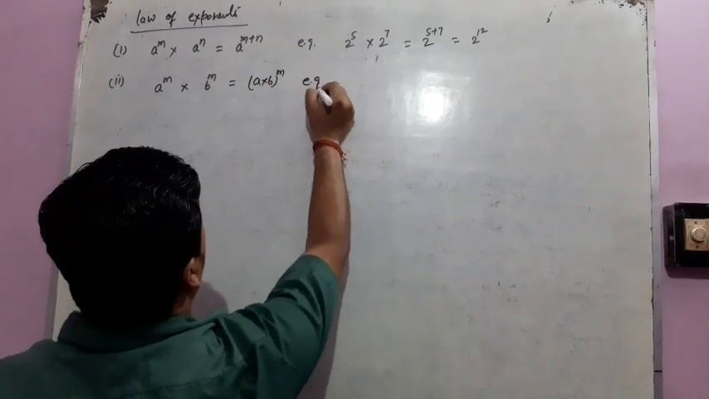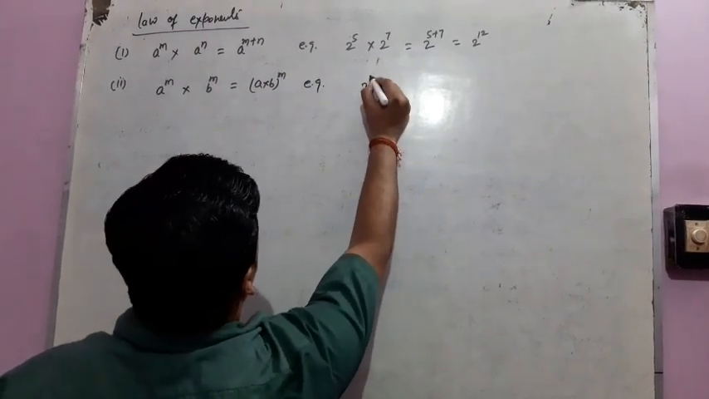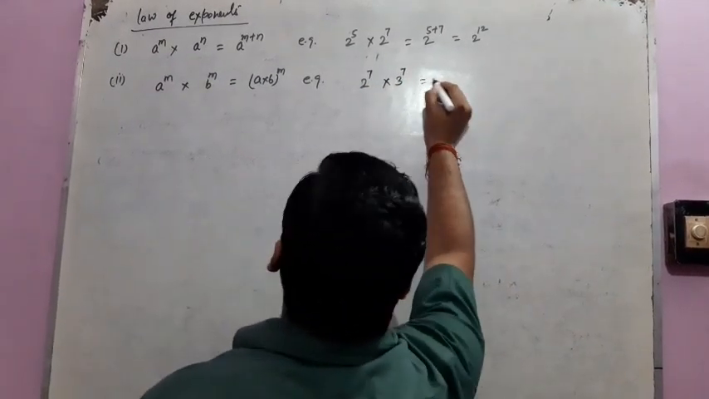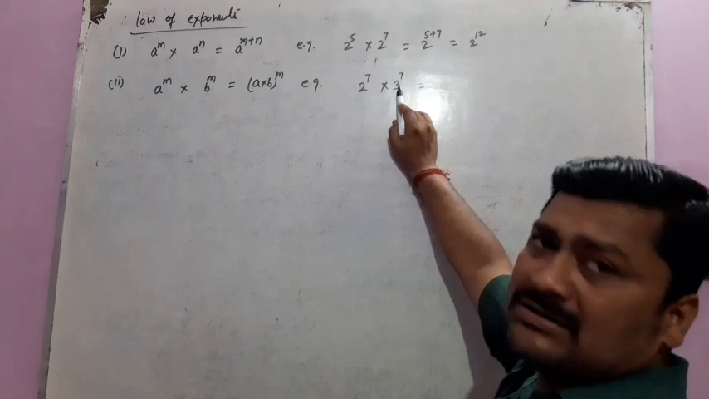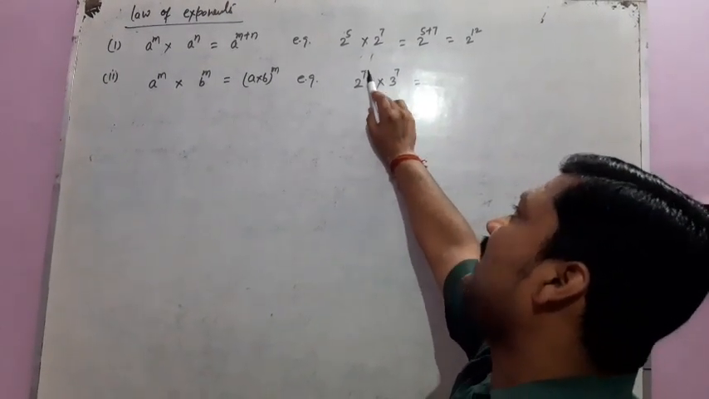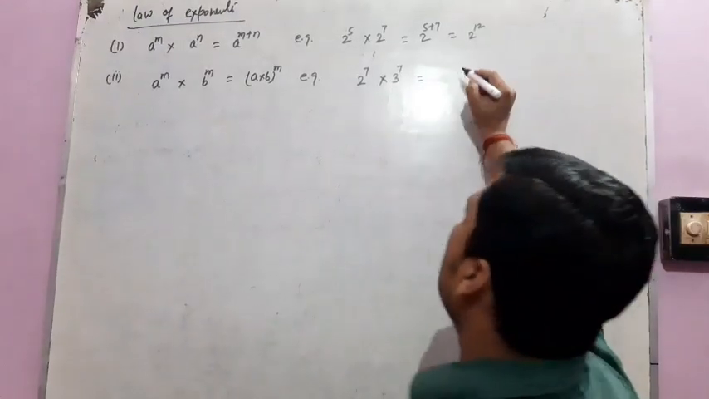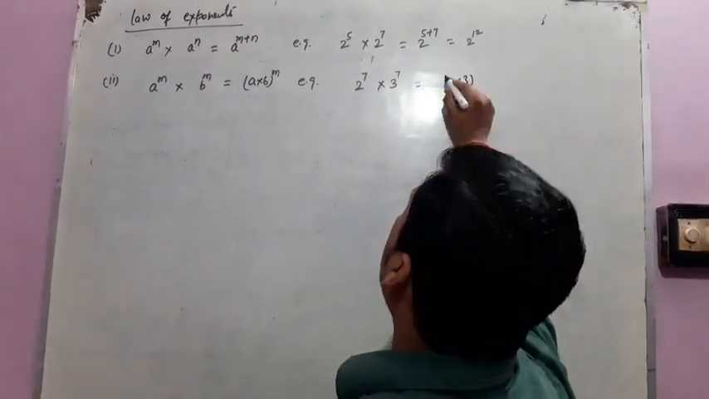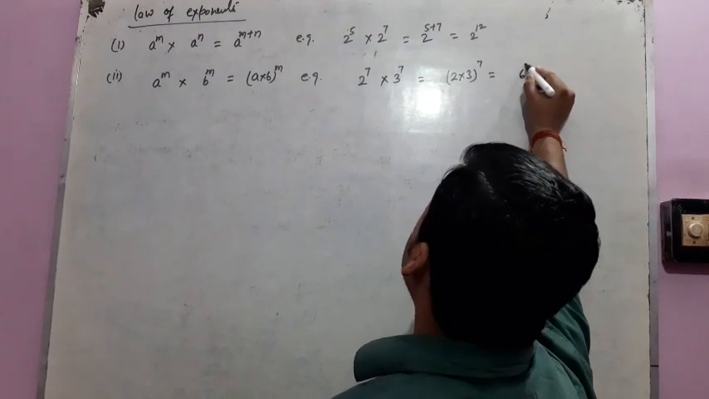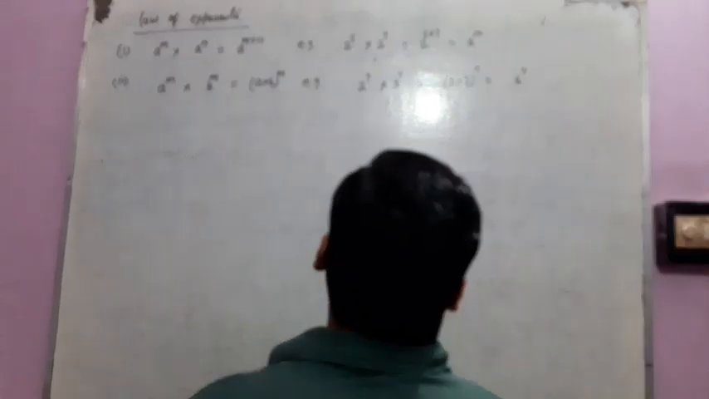For example, 2 to the power 7 multiplied with 3 to the power 7. There are two different numbers having different bases and they are multiplied, but their exponents are the same. So we multiply the numbers and write the exponent here. That is 6 to the power 7. Okay, now the next rule.